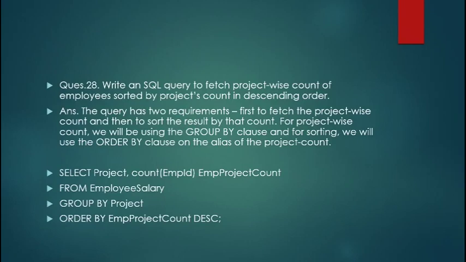Now question 28, write a SQL query to fetch project wise count of employees sorted by project count in descending order. In this case we have to fetch the project and the count of employee ID as employee project count from the employee salary table. So we'll write the query like: select project, count of employee ID as employee project count from employee salary group by project.